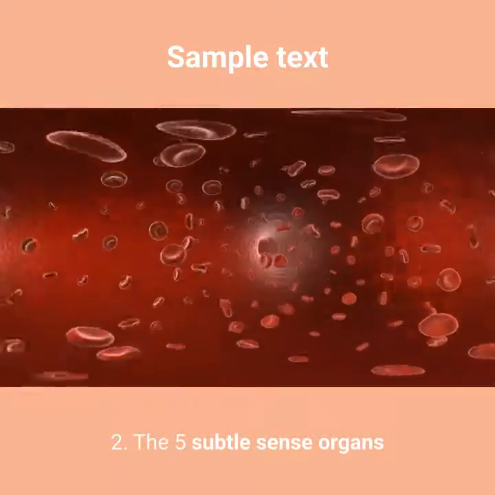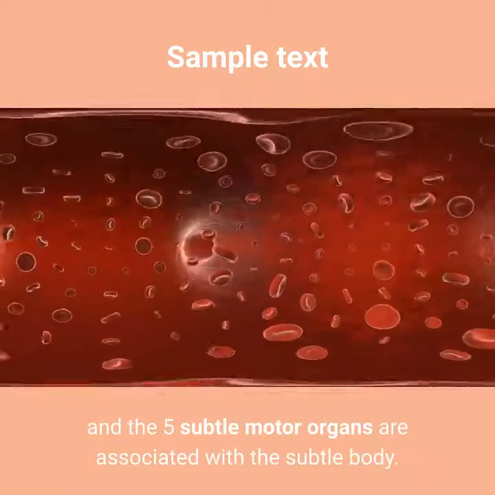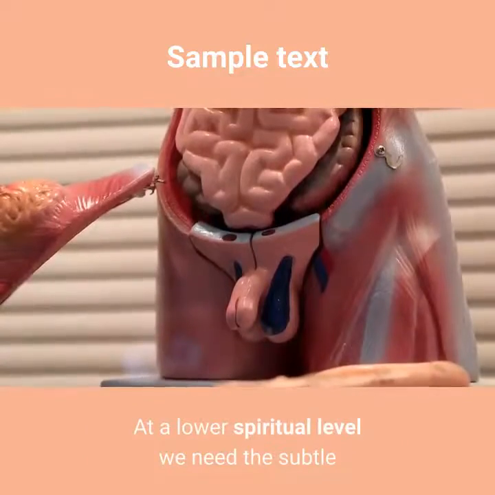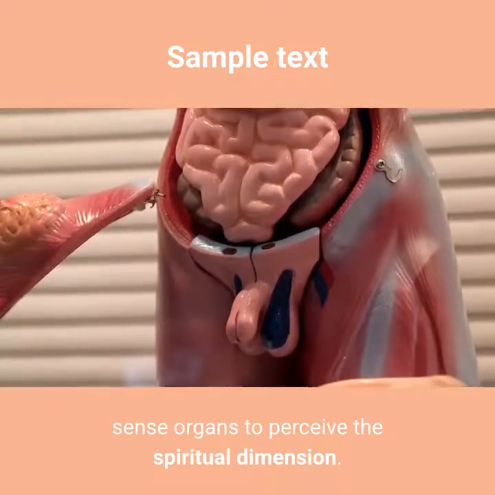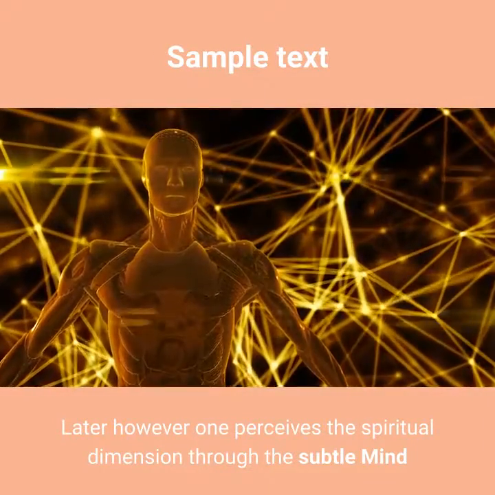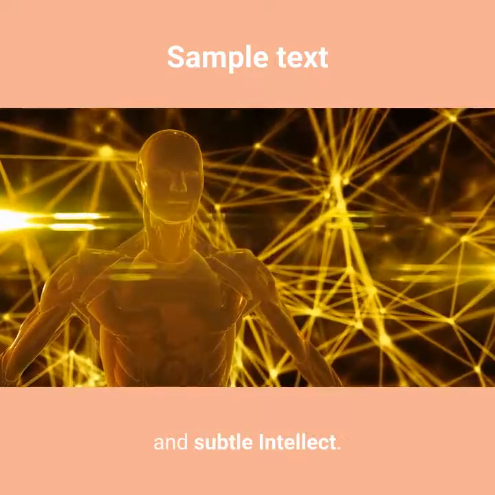2. The 5 subtle sense organs and the 5 subtle motor organs are associated with the subtle body. At a lower spiritual level we need the subtle sense organs to perceive the spiritual dimension. Later, however, one perceives the spiritual dimension through the subtle mind and subtle intellect.